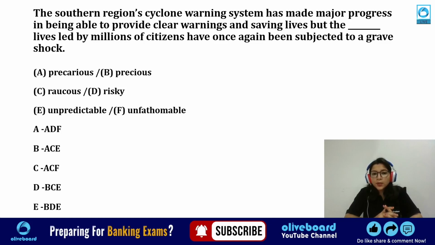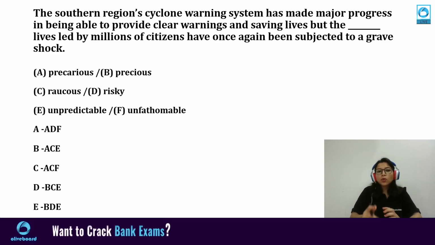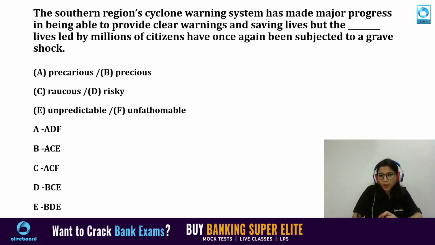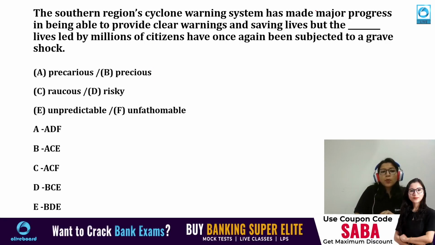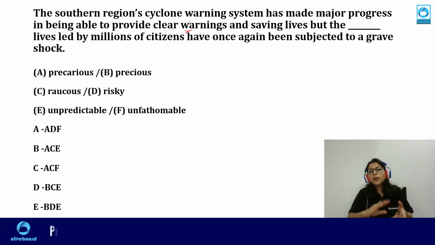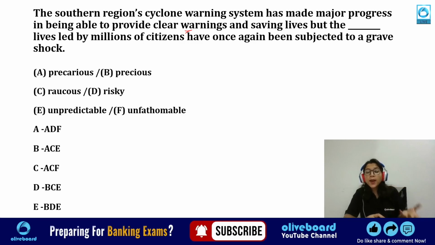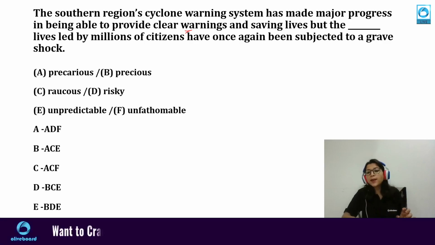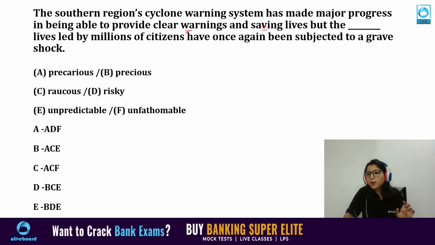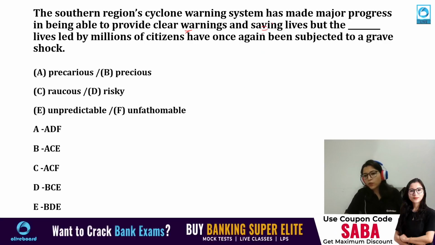The southern region's cyclone warning. इस south region में जो cyclone warning system है, has made major progress in being able to provide clear warnings. Now it has made major progress. Like it has progressed in what? In giving warning signals. Okay, कि कब cyclone आने वाला है and saving lives. कि जब पहले से signal मिल जाएगा तो lives of course save हो जाएगी. Okay, but now see here contrast.